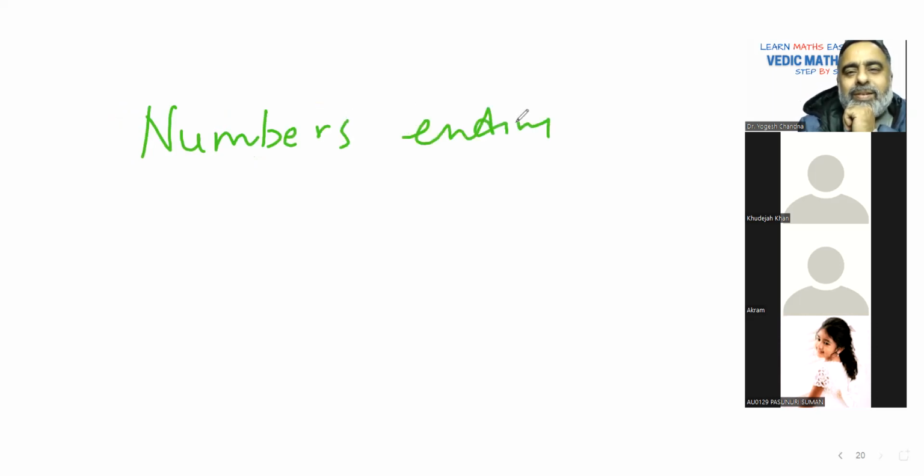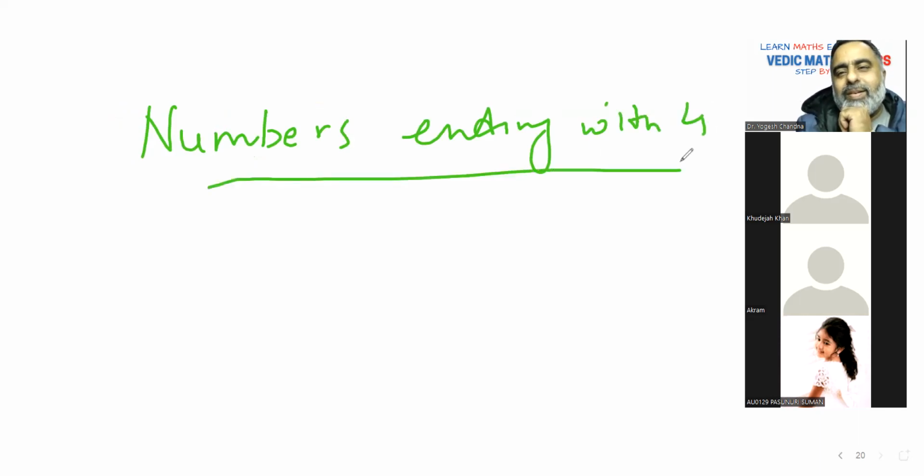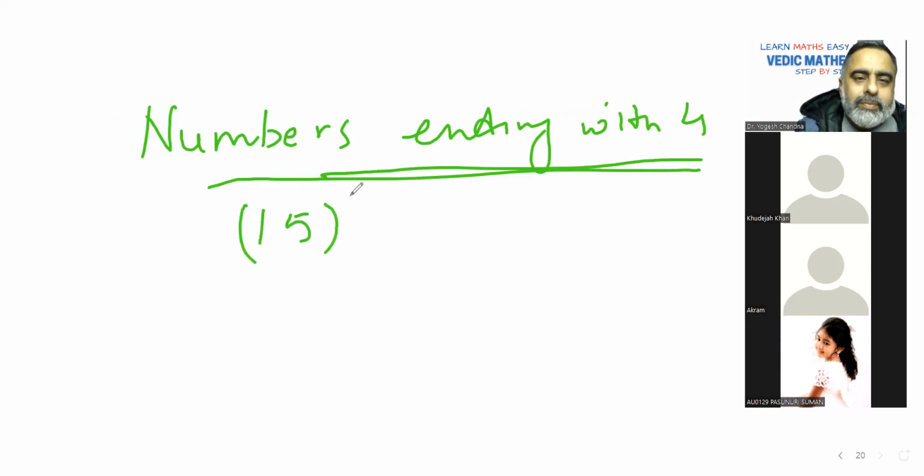Ending with 4. Now what to do? Any hint now? Same as we did for 5, but we have to subtract one digit from the previous one. 15, or 14, sorry. 14 square.